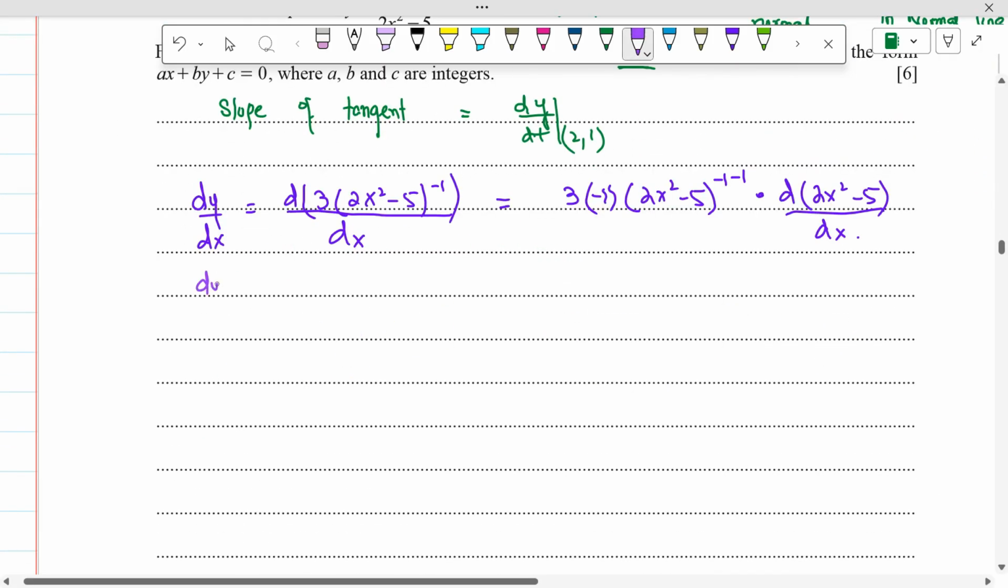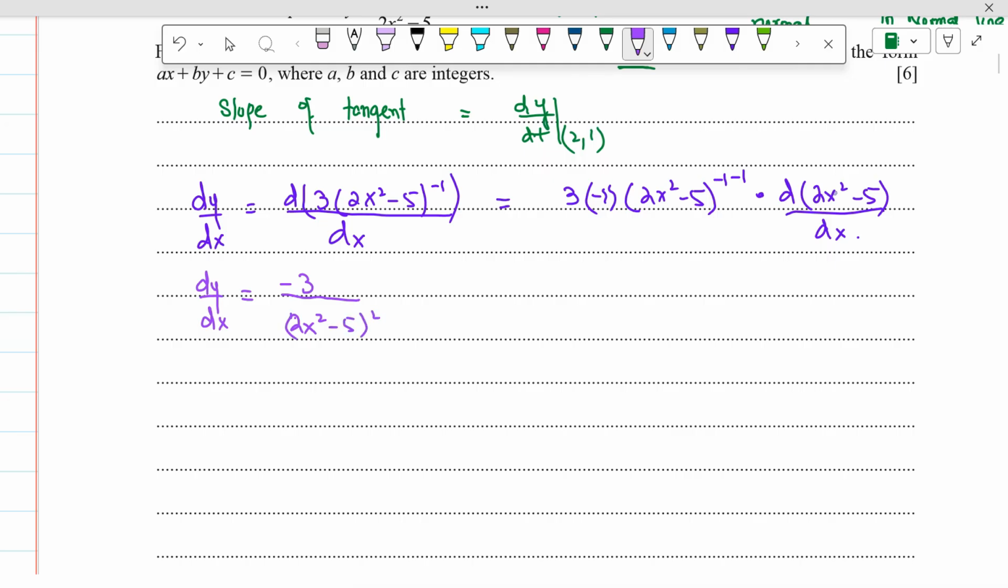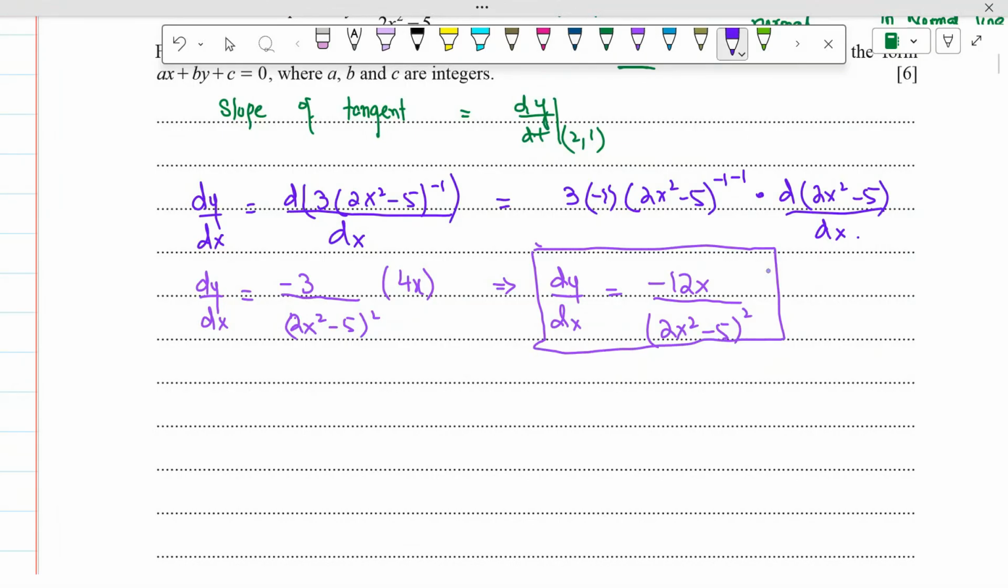So dy over dx is equal to negative 3 over, this can be written in the denominator, (2x squared minus 5) to the power 2. Now the derivative of 2x squared is 4x and the derivative of a constant is 0. So dy over dx is equal to negative 12x over (2x squared minus 5) whole squared. This is the derivative equation.